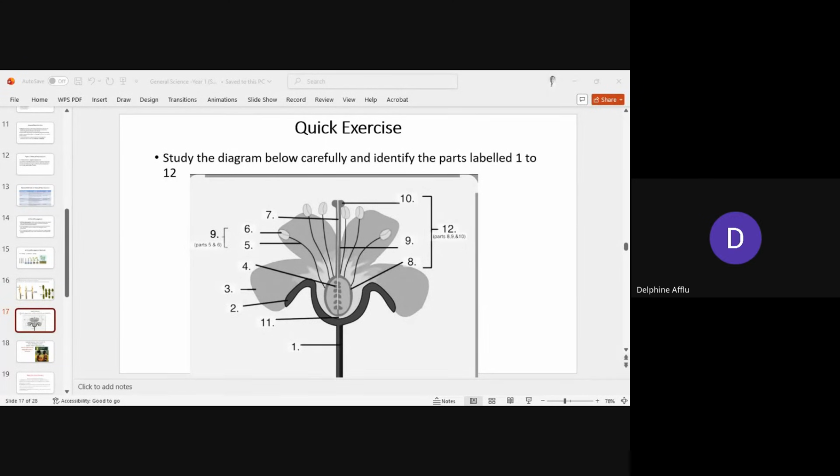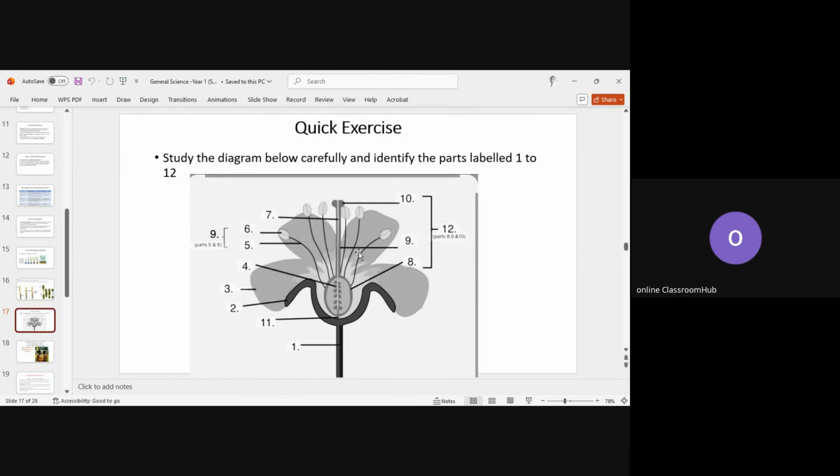Please, I didn't hear number 7. Number 7 is the pollen tube. Pollen tube is a tube that is where sperm can pass through into the ovary. Please, I didn't hear number 8, 9, and 10. 8 is the ovary. Are you with me? Yes, sir.